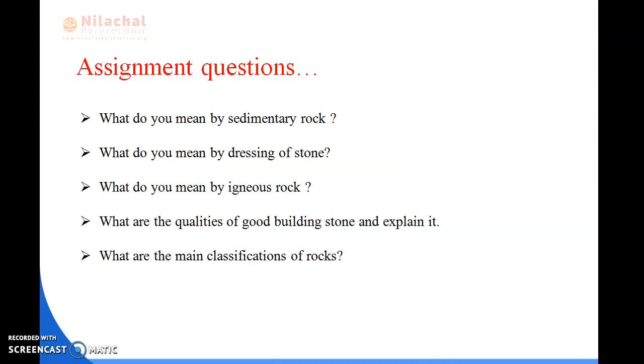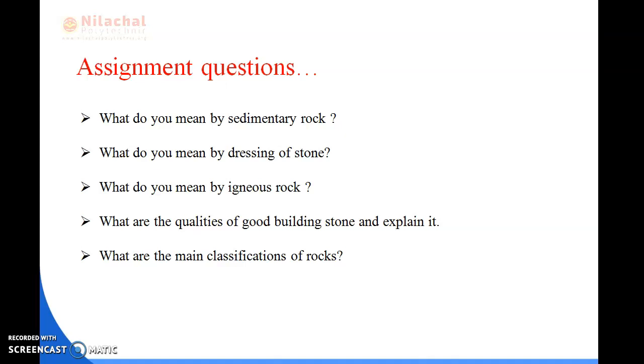What do we mean by sedimentary rock? I have taught you about sedimentary rock in the previous slide. You know that sedimentary rock is mainly formed due to the gradual deposition of materials by weathering agents. And the next question is, what do you mean by dressing up the stones? I have told you in this slide also, dressing up the stones is the process in which the stones are cut into suitable sizes and suitable surfaces to get a good appearance or good look.